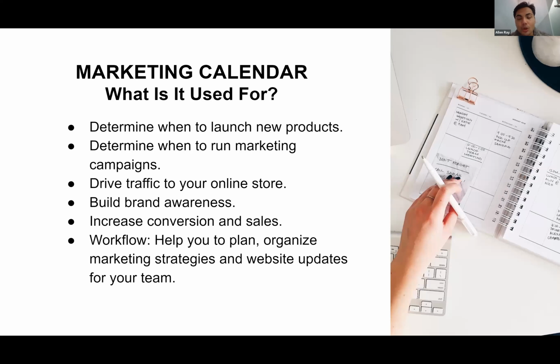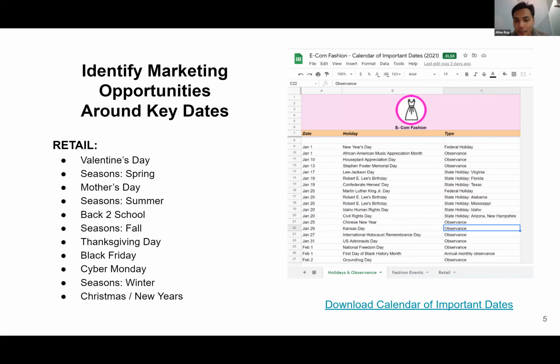So now we need to identify the marketing opportunity key dates that you will target when you're setting up your calendar. I have a spreadsheet where I collected the important holiday dates as well as observance dates, and also dates that are prominently used in retail fashion. On your left here, you can see the lists that are commonly used in online e-commerce. A lot of businesses promote during Valentine's Day, spring, Mother's Day, summer, back to school, fall, Thanksgiving Day, Black Friday, Cyber Monday, winter, and of course, Christmas and the New Year.